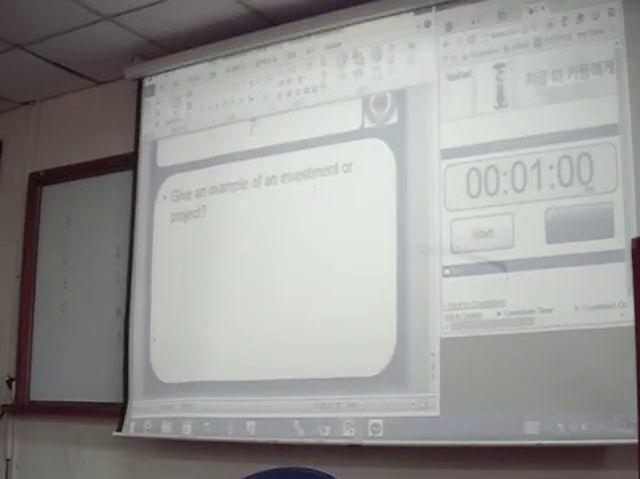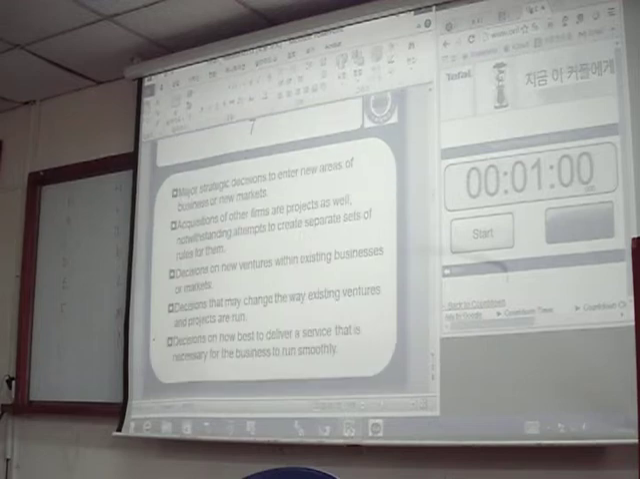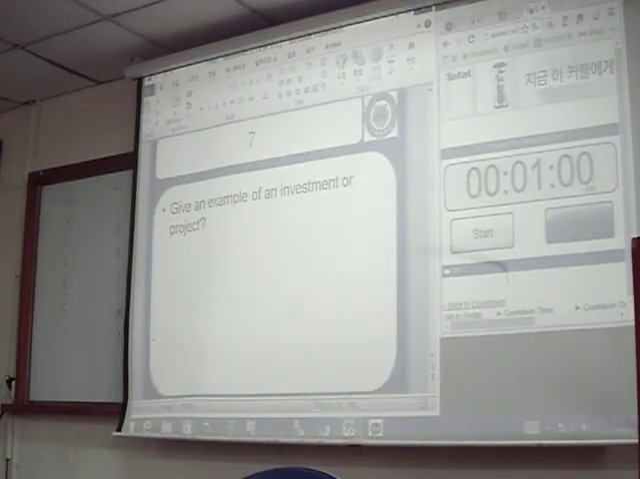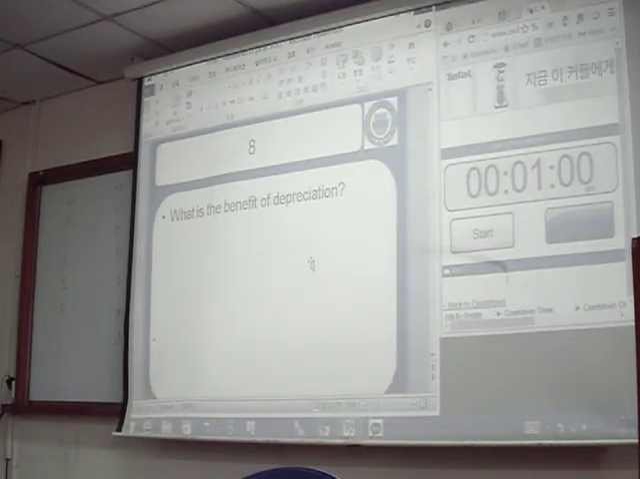Number seven, there are a lot of examples you could give, right? Any decision to enter a new market or business, acquiring another firm, making a new venture, changing the way a project is run, how to deliver a service. If you wrote down Disneyland in Brazil, that's correct too, right? That's an example of a project, okay? Or an investment.